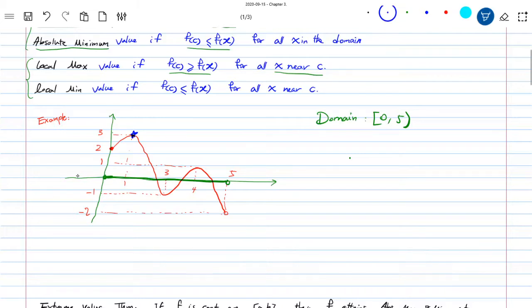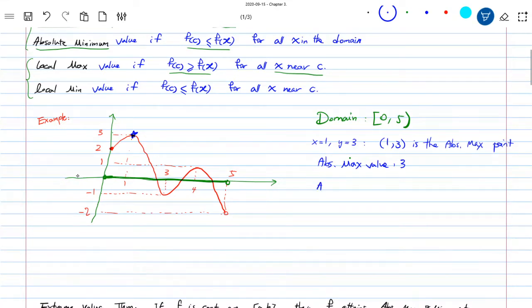So I will say this point, x is 1 and y is 3. You write it as a point. This is the absolute max point, not the value. If they ask you for what is the absolute maximum value, that means we only care about the y value. You write 3. This is the highest y value possible.